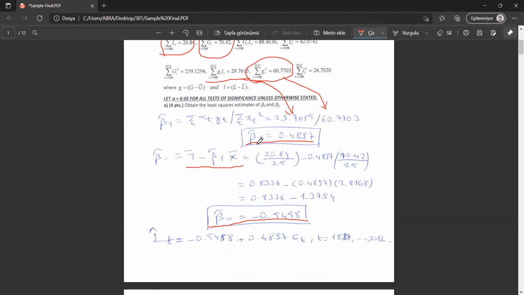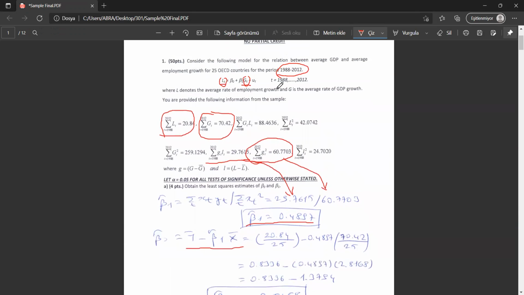Now we can write the model in its values like this. You see, beta 0 is minus 0.54 plus our beta 1 comes here and gt. So Lt hat is equal to minus 0.54 plus 0.48 gt for the t values from the year 1988 to 2012.